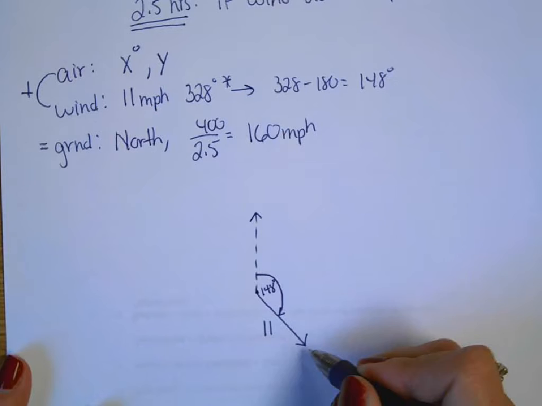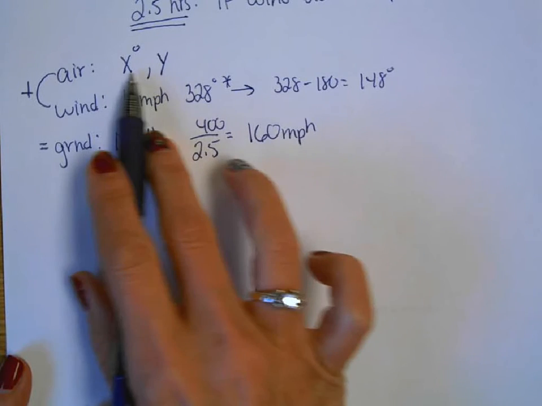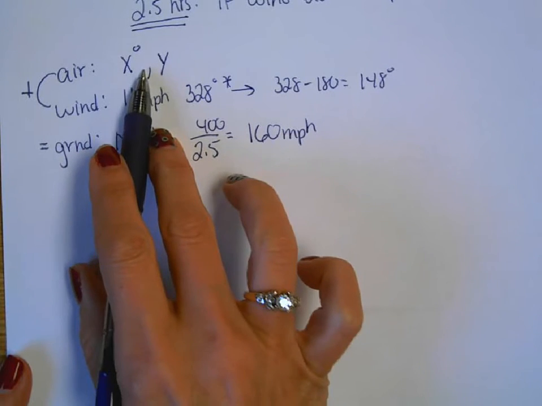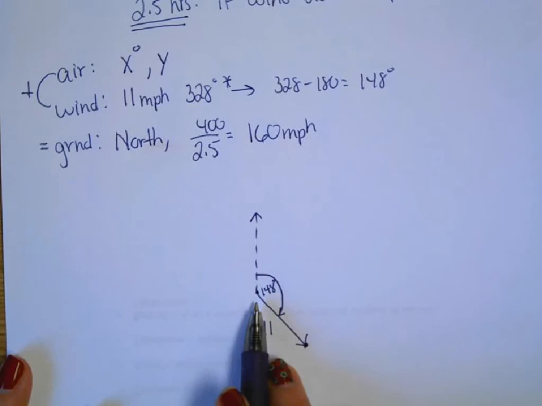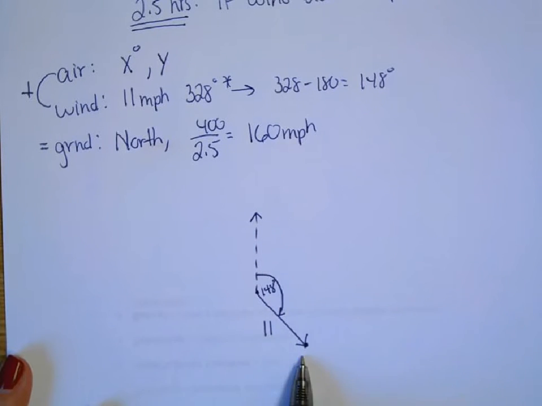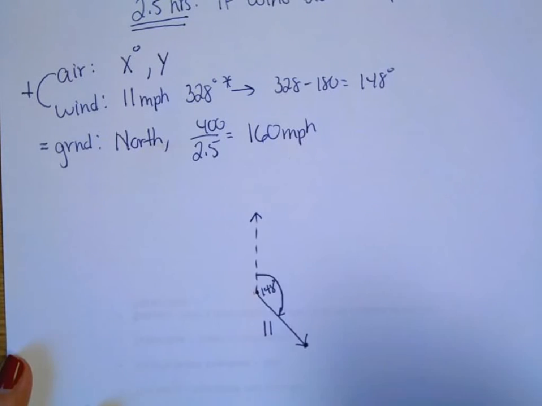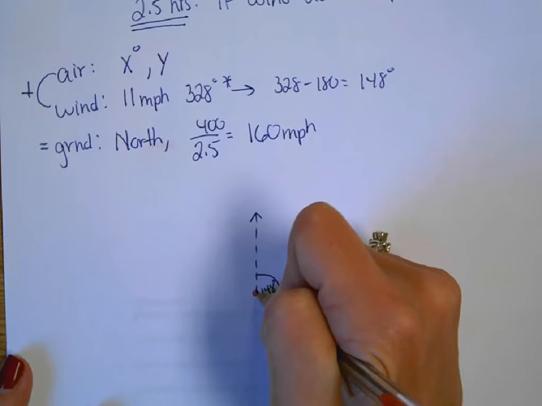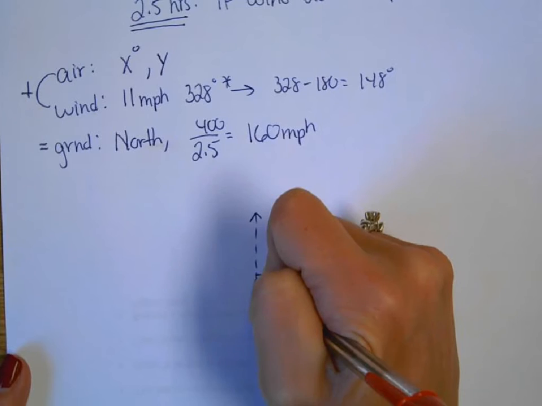On the arrowhead of this is going to be my airspeed vector, but I don't know anything about the airspeed vector. But I do know something about the ground speed. Where should the ground speed get attached to this wind vector? At the tail. The ground speed gets attached to the tail. So here's my resultant, my ground speed. What direction is it going? North.